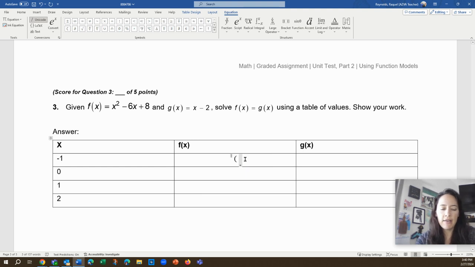So we would have -1 squared minus 6 times -1 plus 8. That's going to be equal to... -1 squared is 1. -6 times -1 is +6, plus 8. So that's going to be 15.